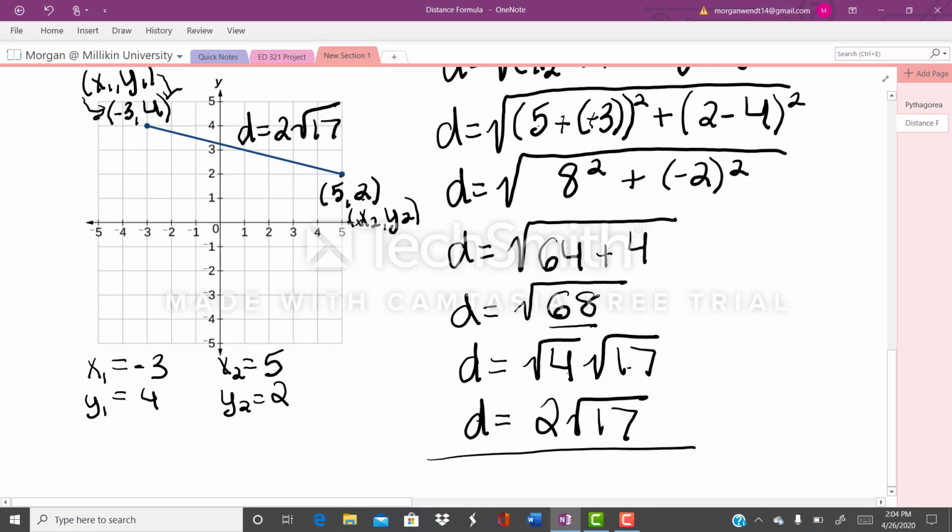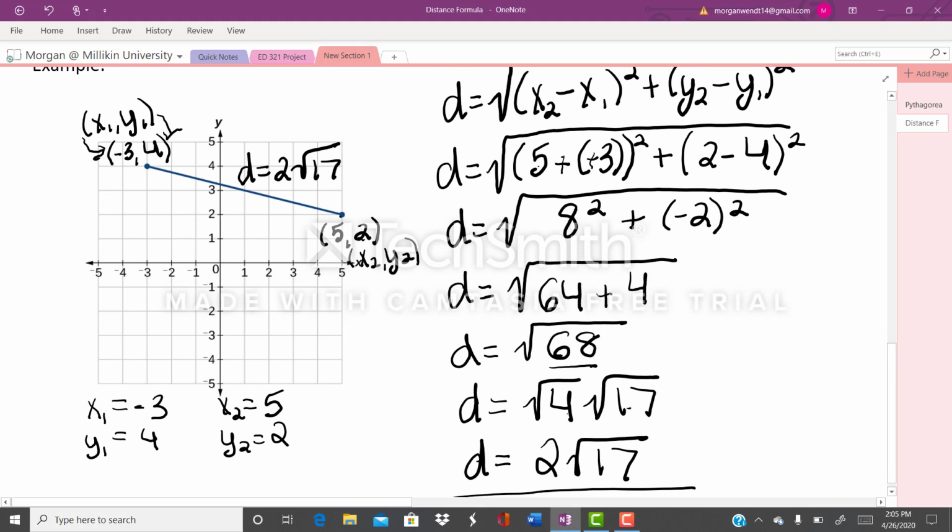So we were given slightly different information. We were given 2 points this time on a coordinate plane, and we can use a slightly modified version of the Pythagorean theorem to help us still find that length of that line, which is the distance. And so we did that in this case.